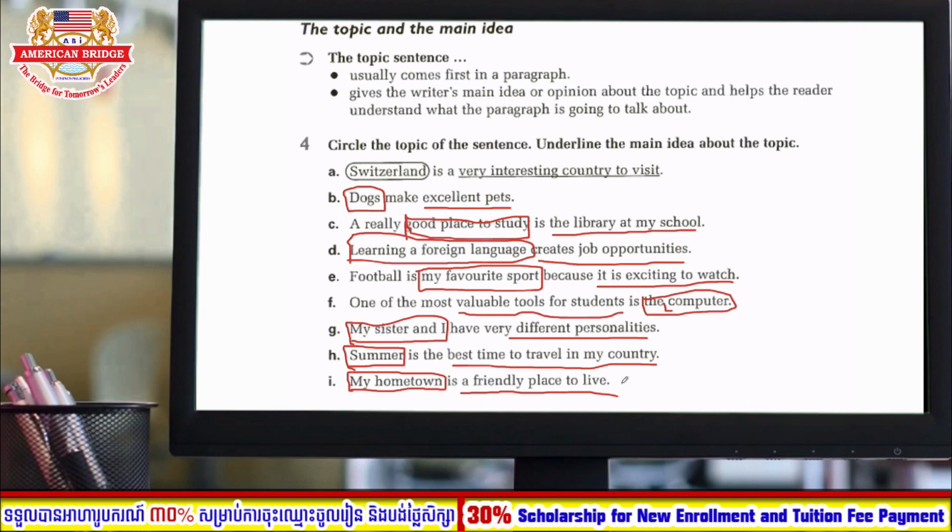Why do you say it's friendly? How many reasons do you think it's friendly? So you can draw a mind map in order to get more information. You say your hometown is friendly to live in because there are good people, because there are a lot of good places to visit, or there are a lot of job opportunities. So it depends on you, but make sure you have a good topic sentence to start your writing.